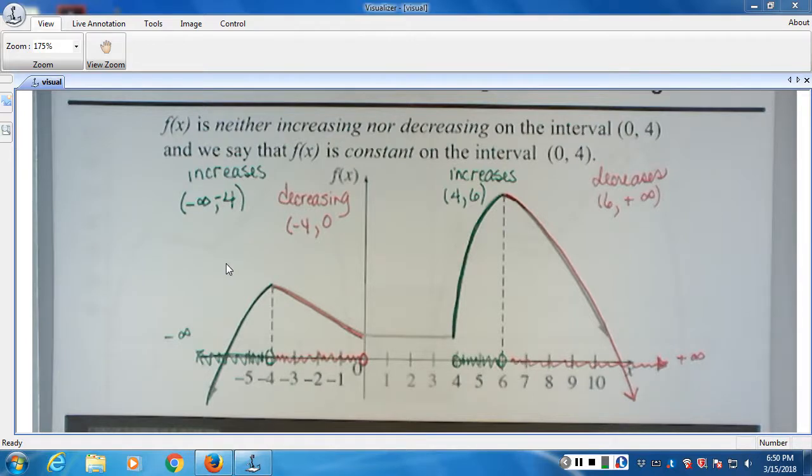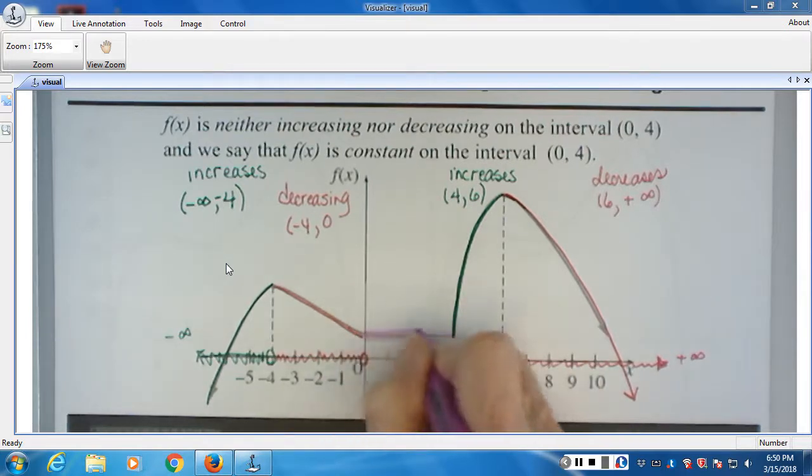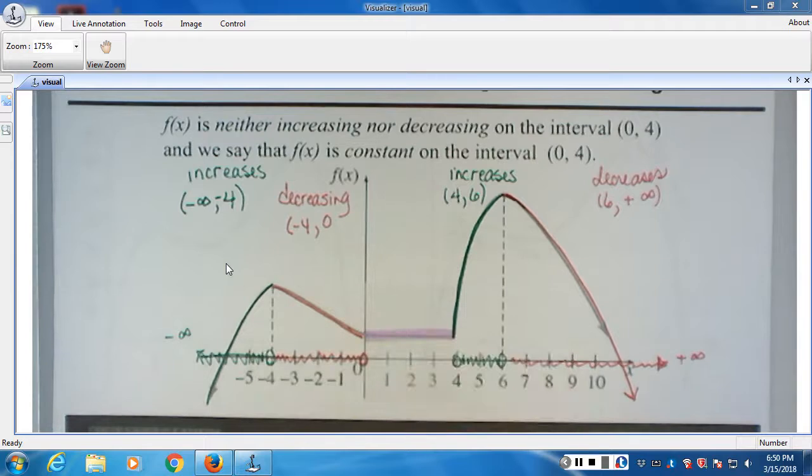But our question becomes, what's going on from 0 to 4? It's constant. It is neither increasing nor decreasing. And since we're going to get really tired of writing neither increasing nor decreasing, we're going to say it's constant. Okay?